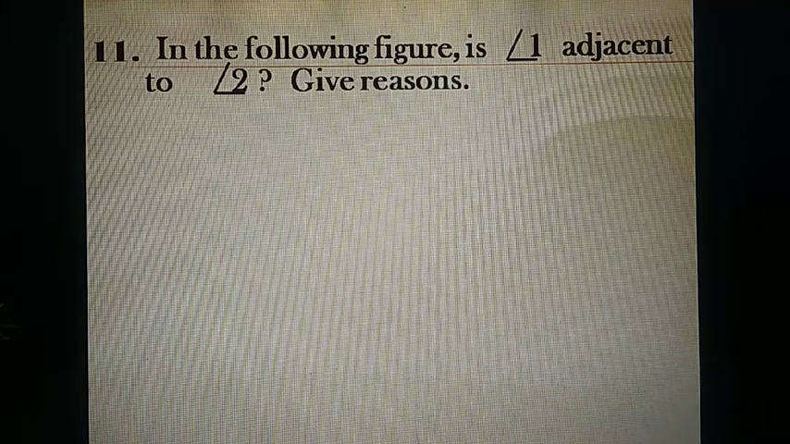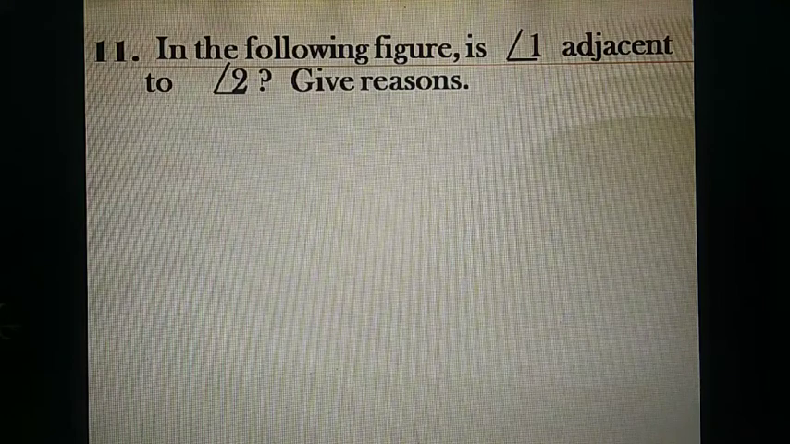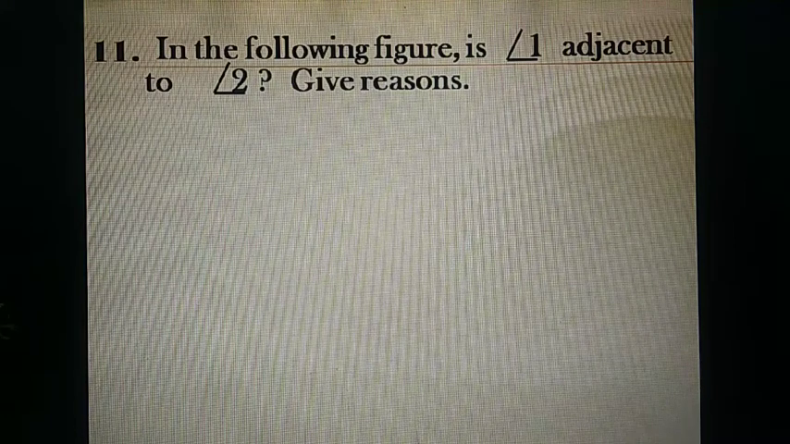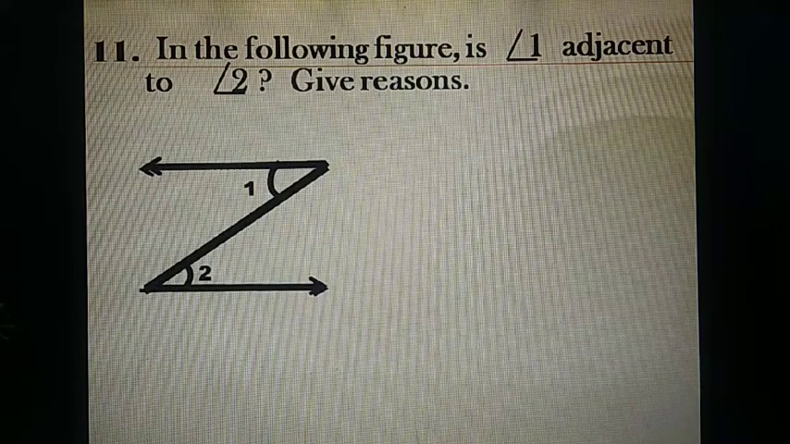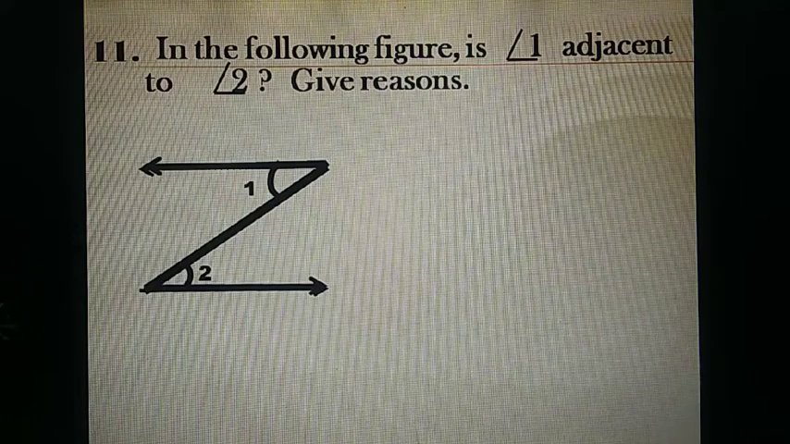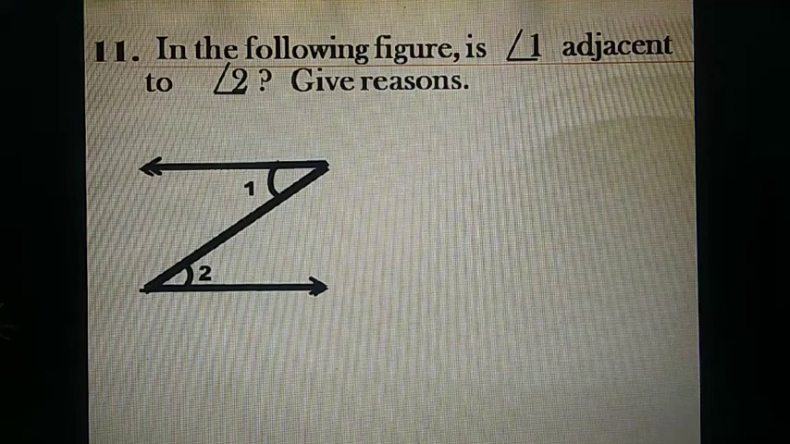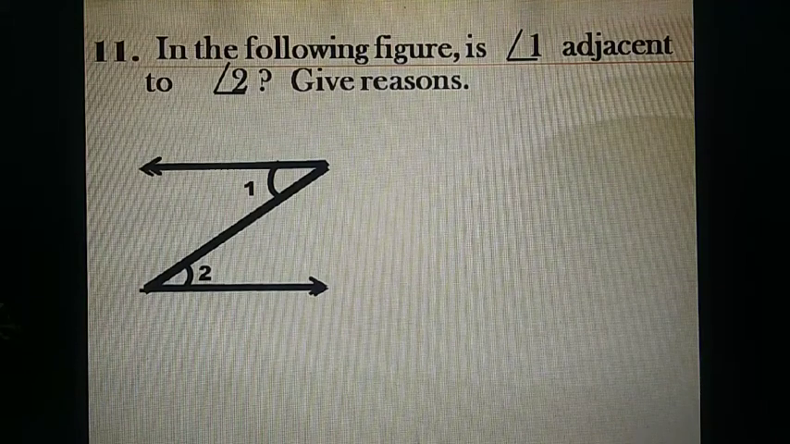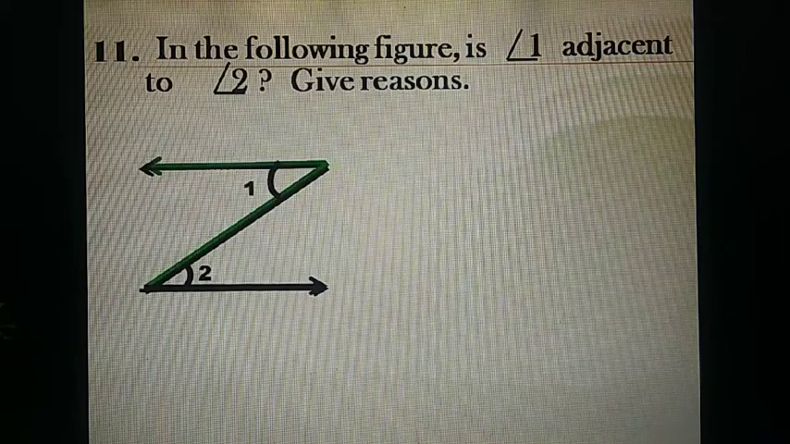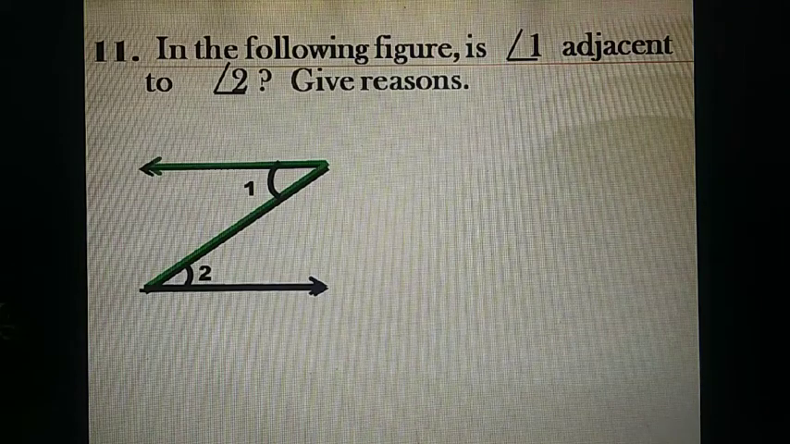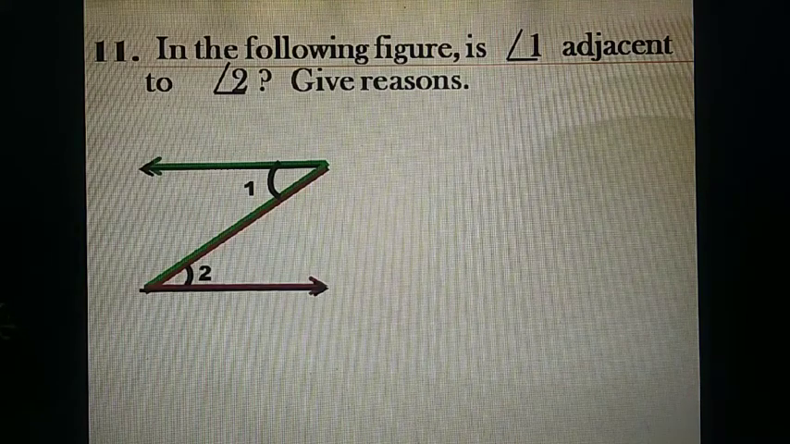Moving to question number 11. In the following figure, is angle 1 adjacent to angle 2? Give reason. The diagram of the figure is given to you. Here, as we are supposed to find whether the angles given to you are adjacent or not, we will trace both the angles with different colors. First I will trace angle 1. Then I will trace both the arms of angle 2. Now one by one we will check the properties.